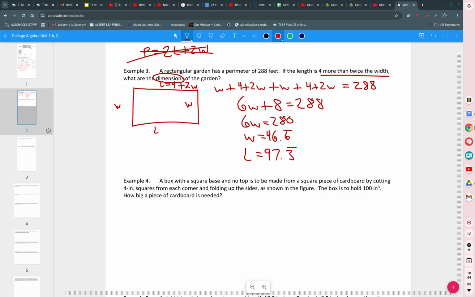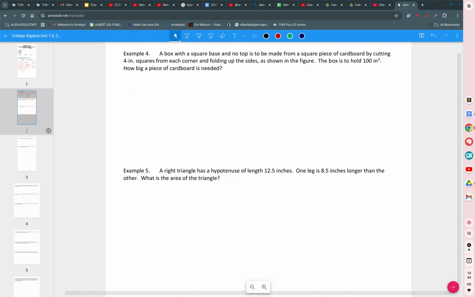And so this problem involves a box, the same type of principle, at a more basic level because we're really just introducing this right now. A box with a square base and no top is to be made from a square piece of cardboard. I'm going to draw my square piece of cardboard. I don't know the dimensions of the piece of cardboard. I have no idea. But I do know that I cut these 4-inch corners off the side.